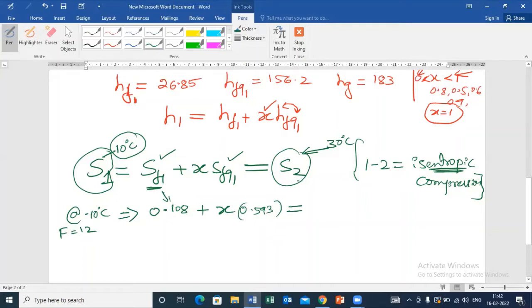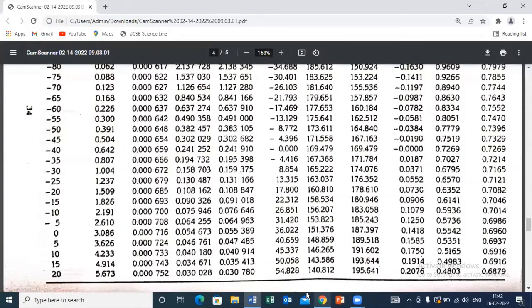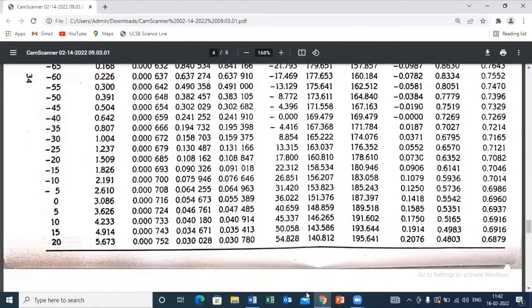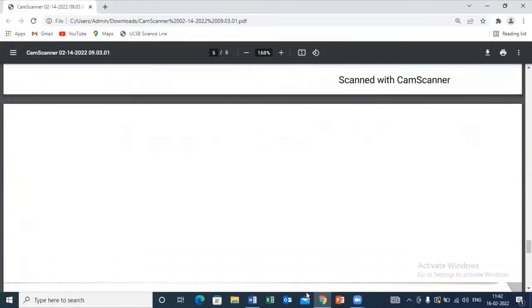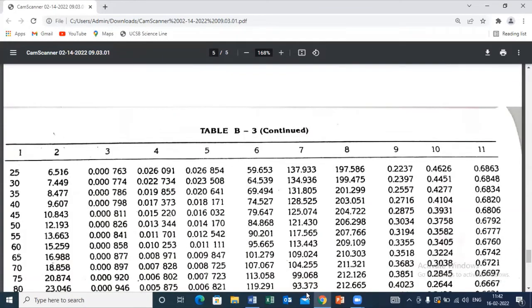S2 is related to which temperature? Condenser temperature, that is 30 degrees Celsius. So go to S2 and note down the value here at plus 30 degrees Celsius. Where is 30 degrees? Here is 30 degrees, first column. 30 degrees Celsius, the second row. Note down the last value, 0.6848. The column number 11 value you need to write. You can ask a question, why are you writing only the last SG value? Why are you not writing the SF and SFG?